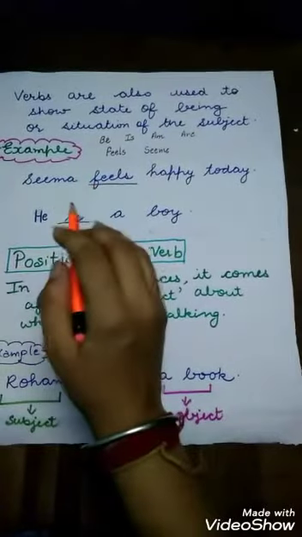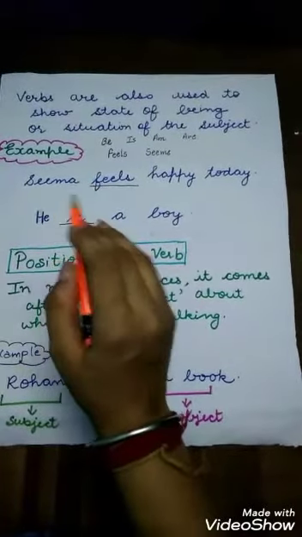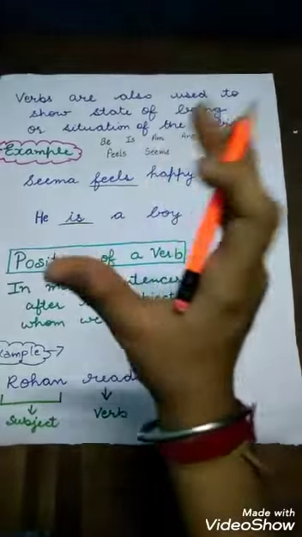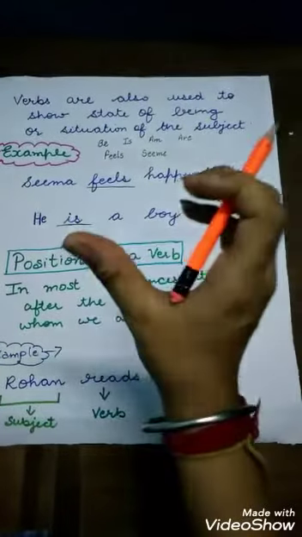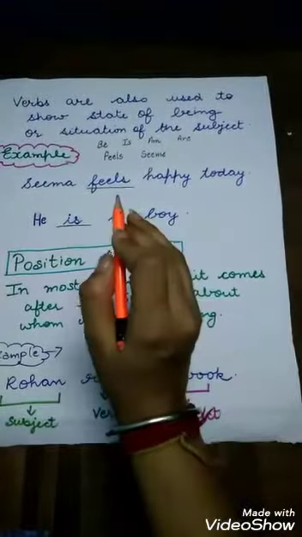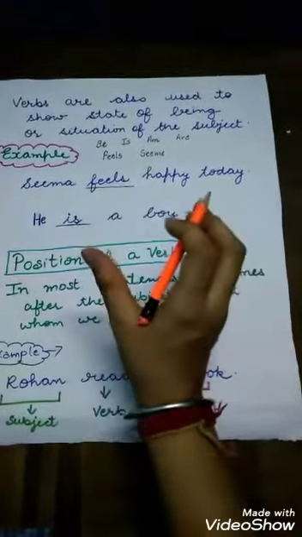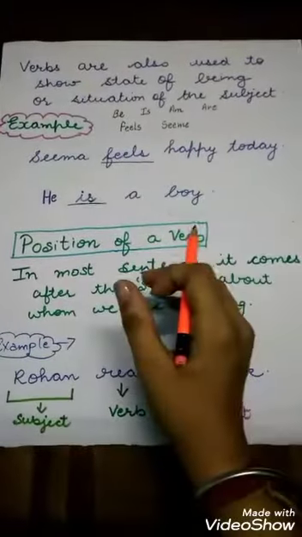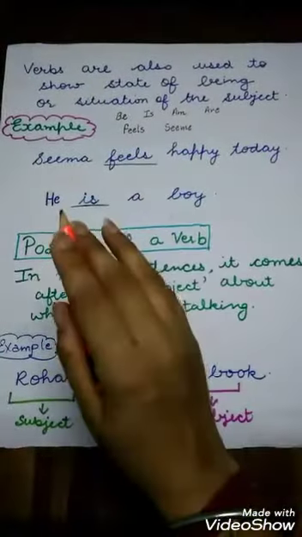Now read out the following examples. Seema feels happy today. Now what is the state of being of Seema? That she is feeling happy today. So feels is used as a verb. Similarly, read out the second example.